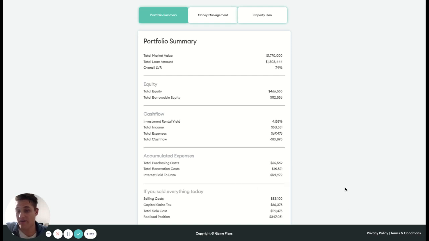And then we get a clear picture of if we sold everything today, where would we be at? So total selling costs would be around 53,000, capital gains tax around 66, total cost of selling would be 119, and then realized position. So where would we be at if we sold everything less our selling costs, around that 350k mark. So it really just gives you a clear picture of where you're at financially, where your portfolio sits financially, and then worst case scenario, if you were to sell everything today, sort of where would you be in that realized position?